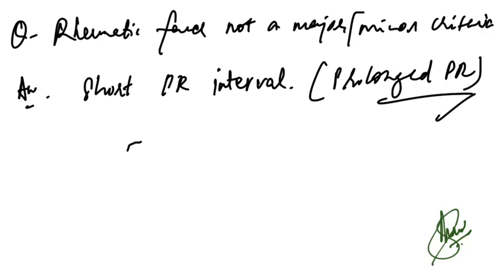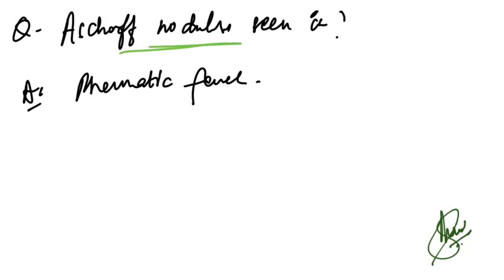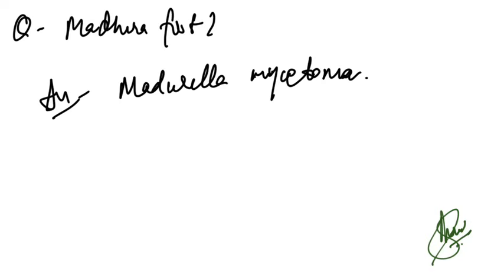Then which of the following was not in the major or minor criteria for rheumatic fever? Short PR interval was given in the options. Actually, prolonged PR interval is the criterion for rheumatic fever, but short PR interval is not there. So this is the correct answer. Now ash of nodules is seen in rheumatic fever. This is the correct answer.